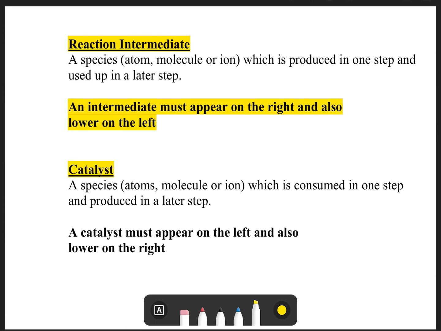A catalyst. A catalyst is a species, an atom, molecule, or ion, which is consumed in one step and produced in a later step. In a reaction mechanism, we haven't seen one yet, but a catalyst must appear on the left and also lower on the right. A catalyst would appear in the opposite orientation compared to a reaction intermediate, and we'll see one of those shortly.